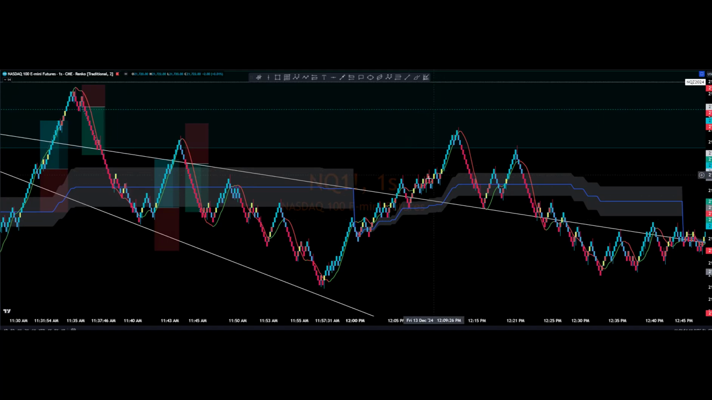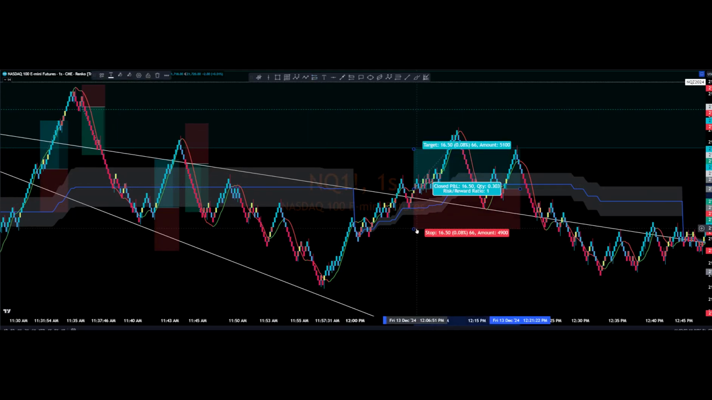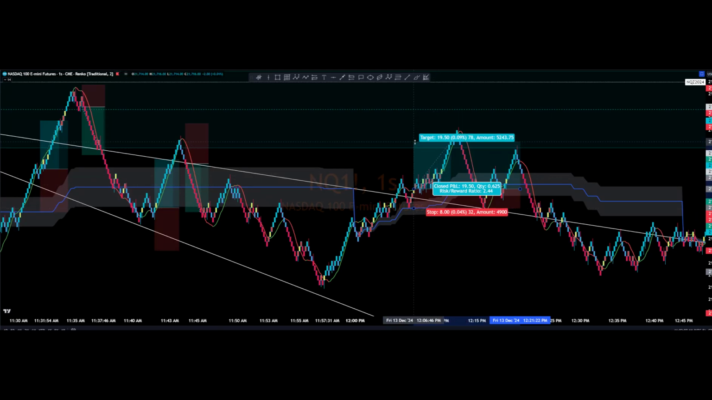I don't know if I would take this right here. I mean, probably, because it bounced off the zone and the trend at the same time. So let's say I would take that. I would just be a little aggravated for a minute, but there's your 80 ticks right there.